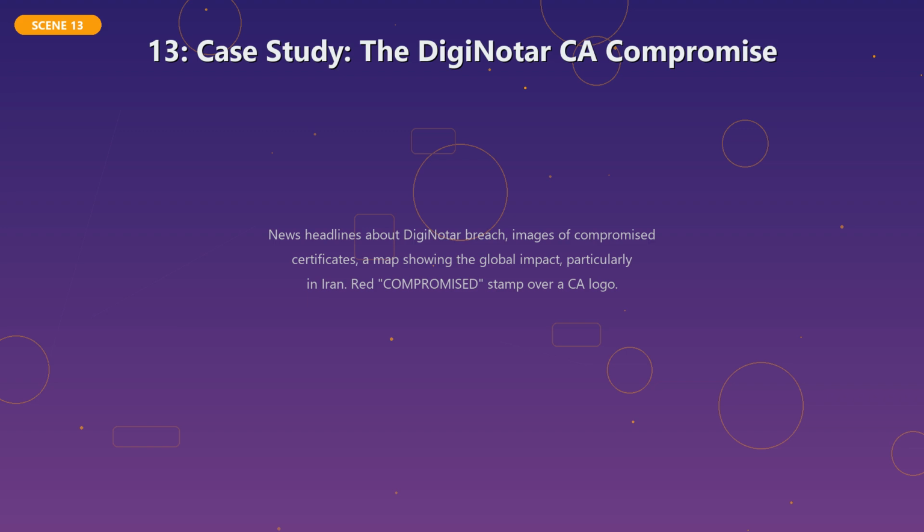The DigiNotar breach served as a stark reminder that the entire security of the Internet hinges on the trustworthiness and uncompromised integrity of certificate authorities. It led to significant changes in how CAs are audited, how quickly browsers react to breaches, and how certificate revocation is handled, further strengthening the PKI ecosystem. It truly underscored that in cybersecurity, trust is not just a concept, it's an operational imperative.